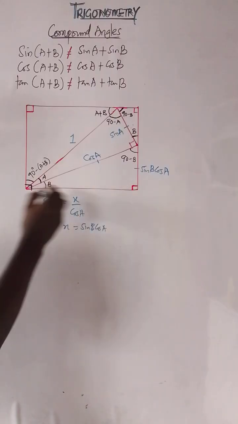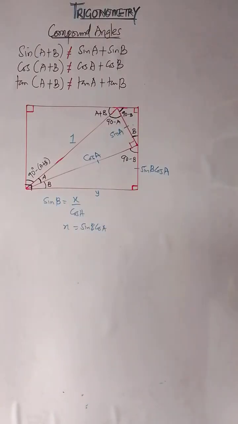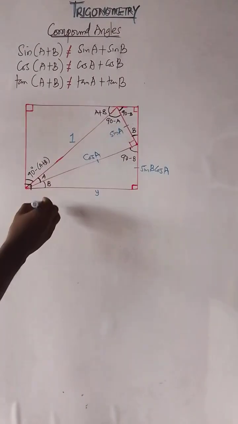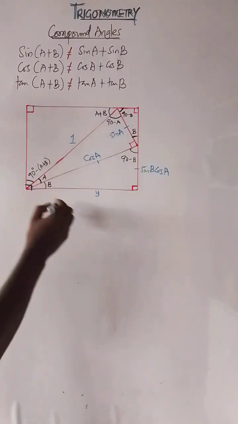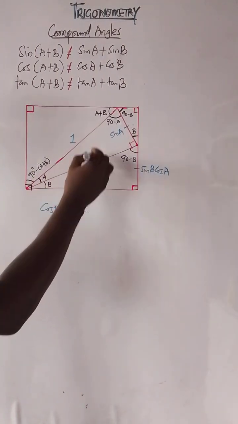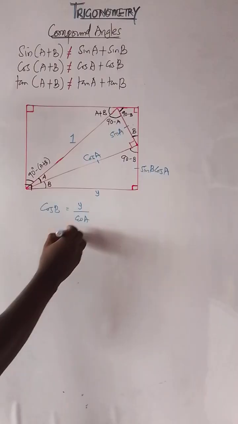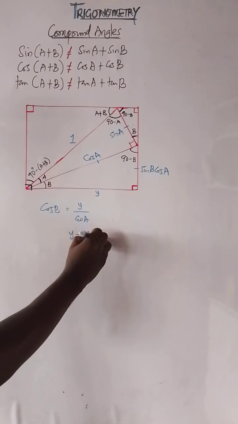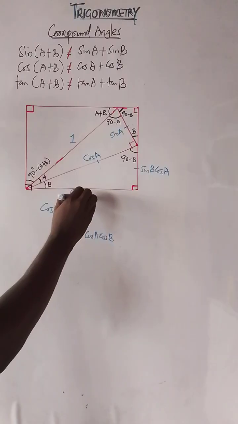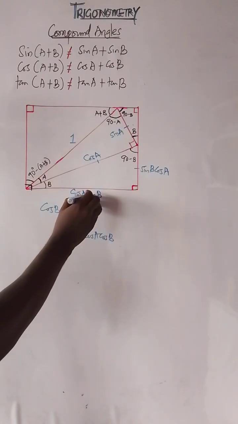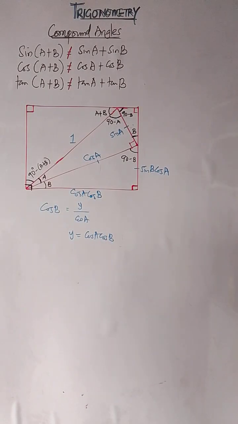Next, let's get this side. Let's call this side Y. So if I use cos B, that's the adjacent over hypotenuse. Adjacent is Y, hypotenuse is cos A. From here, it means Y equals cos A cos B. So we can replace this Y with cos A cos B. So we are done with that triangle.